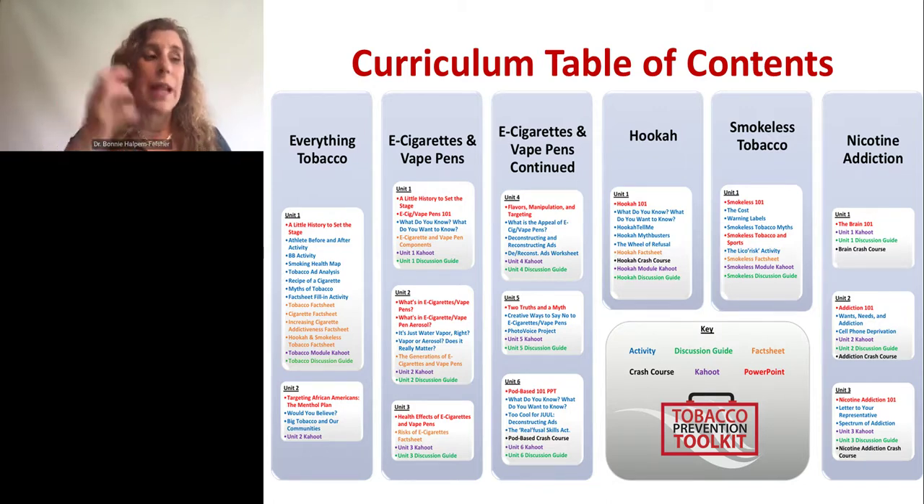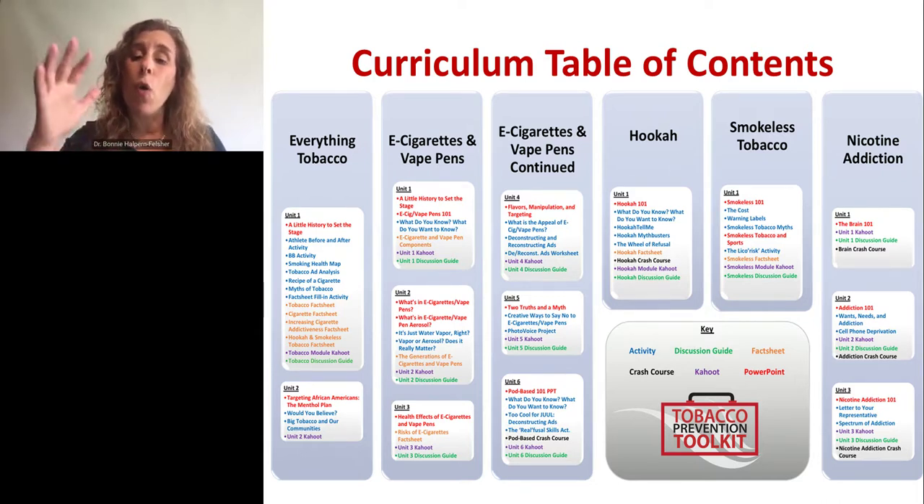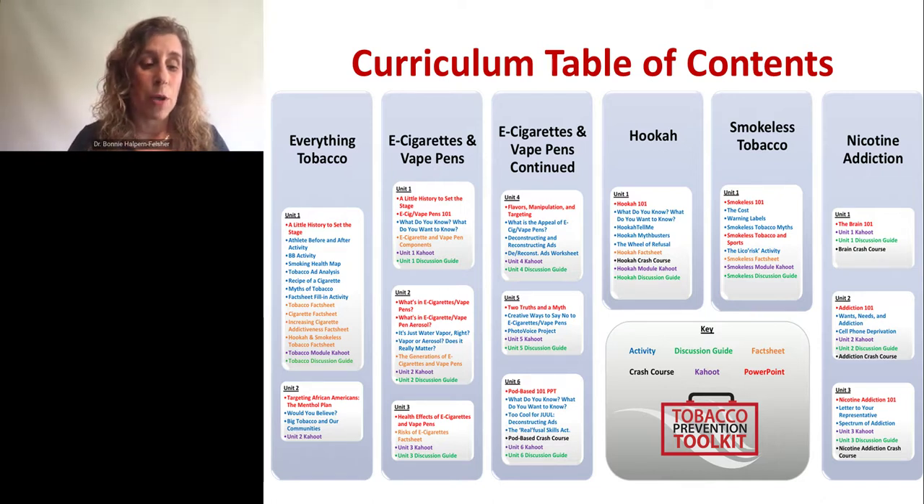So we've got something on everything tobacco. That's where you're going to find information on menthol as a social justice issue and what menthol has got to do with it. You're going to find information and fact sheets on cigarettes. We've got a big module on e-cigarettes and vape pens, and that's got a lot of interactive information and activities on there. We've got hookah information, smokeless, and nicotine addiction. We also have a whole bunch of information for you on positive youth development, which is there as well.